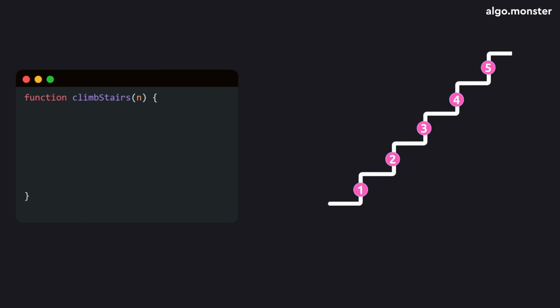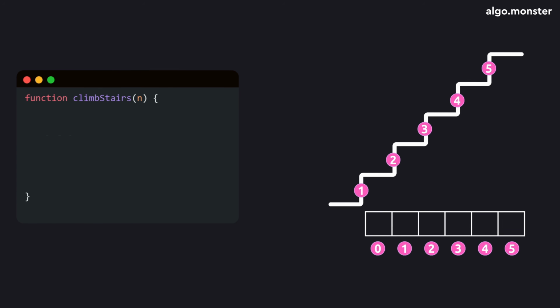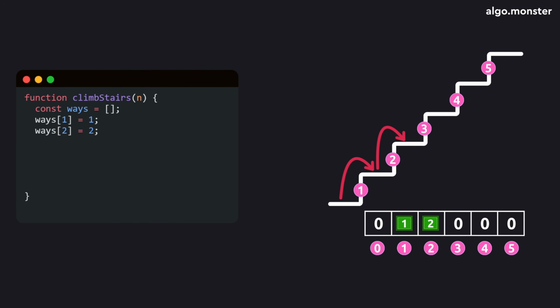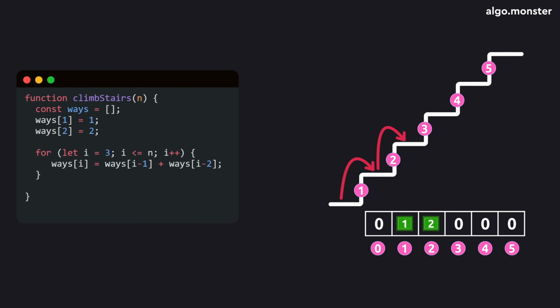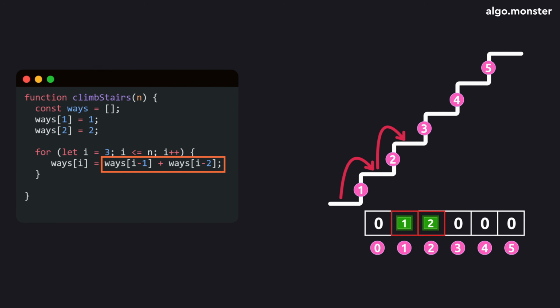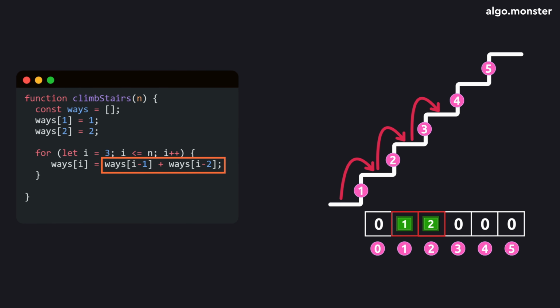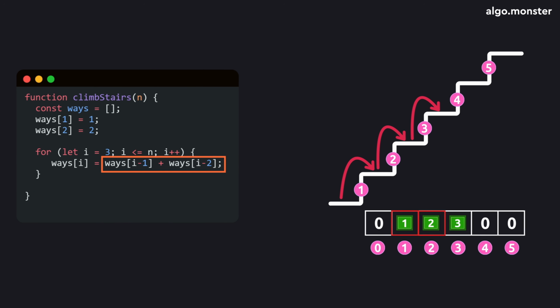Let's walk through how this works step by step using the example with 5 steps. First, we create an array and immediately fill in the base cases. At index 1, which is step 1, we store one path. At index 2, which is step 2, we store 2 paths. Now we move forward. For step 3, we look at step 2 and step 1 and add those values together. 1 plus 2 gives us 3, so we store that in the third cell.